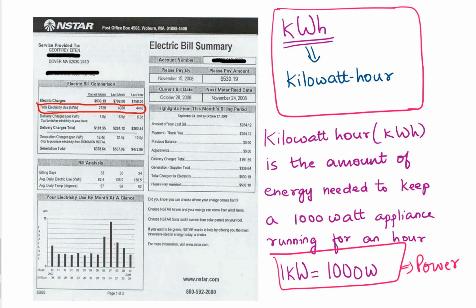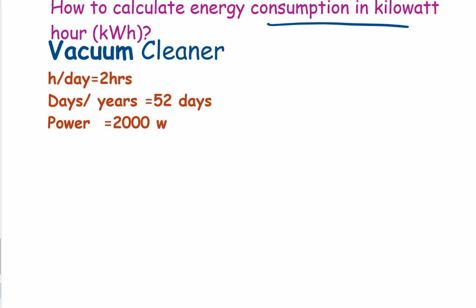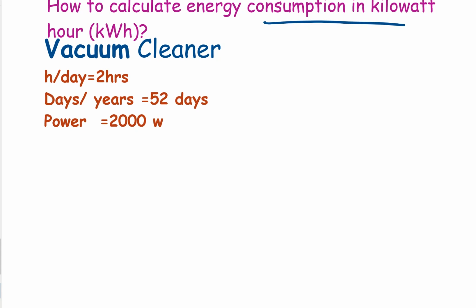Okay, so now if you have to find out the energy consumption in terms of kilowatt hour, how will you find out the energy consumption? So if you want to find out the annual energy consumption for this vacuum cleaner, first of all you need to understand how many hours per day is the vacuum cleaner being used. Well, it is used for 2 hours. How many days in a year is the vacuum cleaner used? For 52 days. That means once a week it is being used. And what's the power mentioned on the vacuum cleaner? It's 2000 watts. That means the W has to be capital for watts.